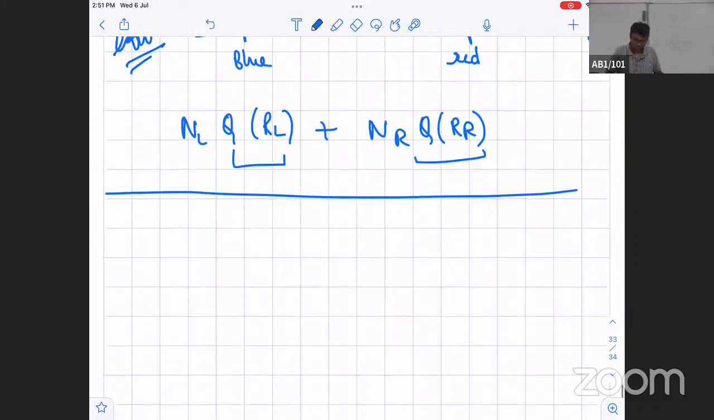Okay, then the next topic is what is called random forests. So any other questions here?